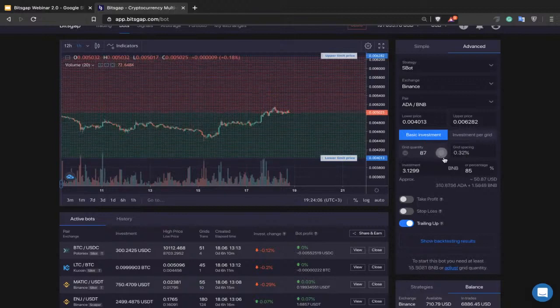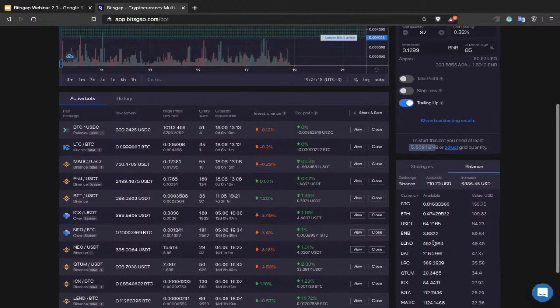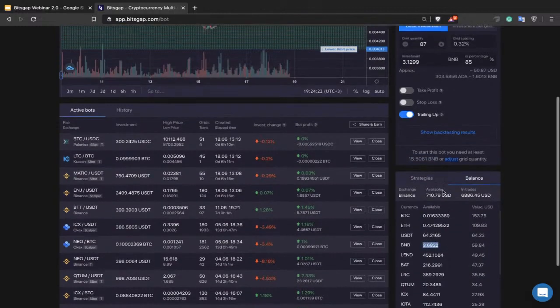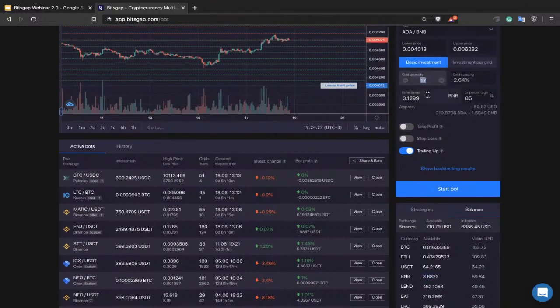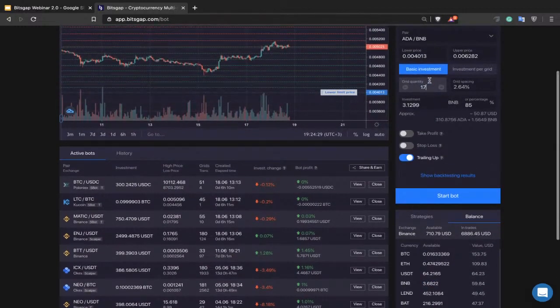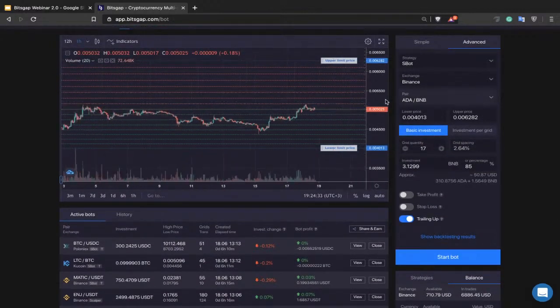But notice that I don't have enough to launch the bot. The system is telling me that to start it, you must have at least 15 BNB. And I actually don't have that amount of BNB, I only have 3.6. So I'm going to click on adjust, and instead of 87 grid levels, I now have only 17, all right? But now I'm able to launch the bot.